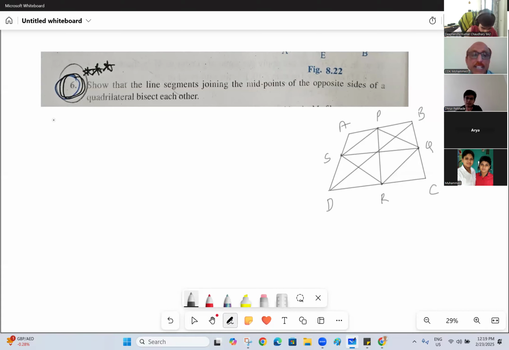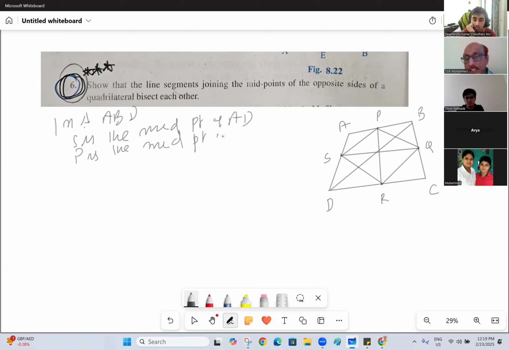Sir, in triangle ABD, S is the midpoint of AD and P is the midpoint of AB. Therefore, what will you say? SP is parallel to DB and SP is half of DB. Don't forget, whenever you see midpoint, immediately you say midpoint theorem 1.